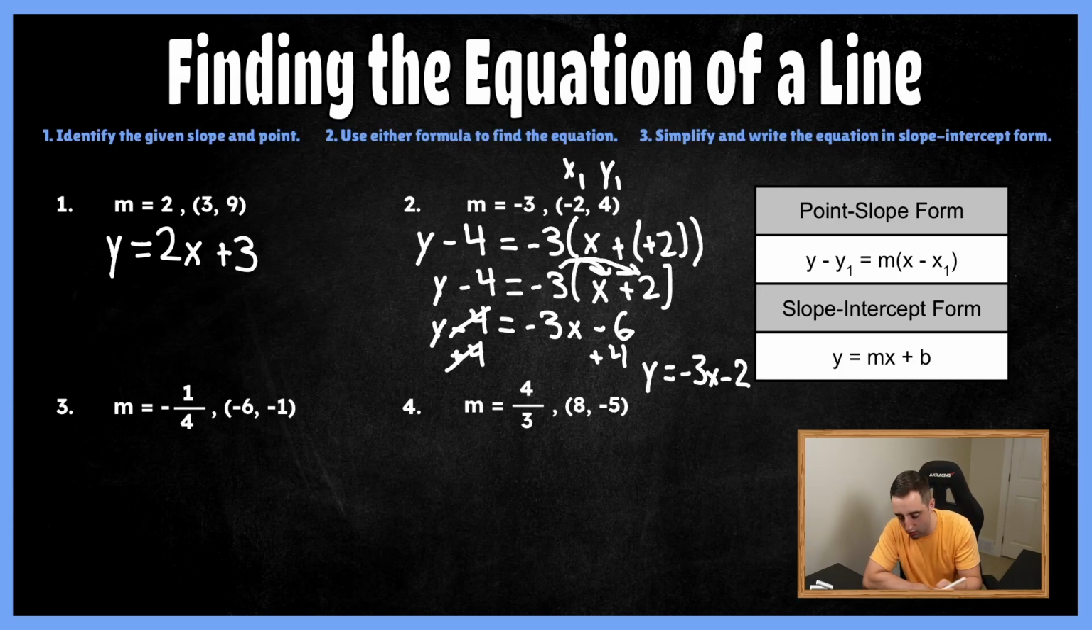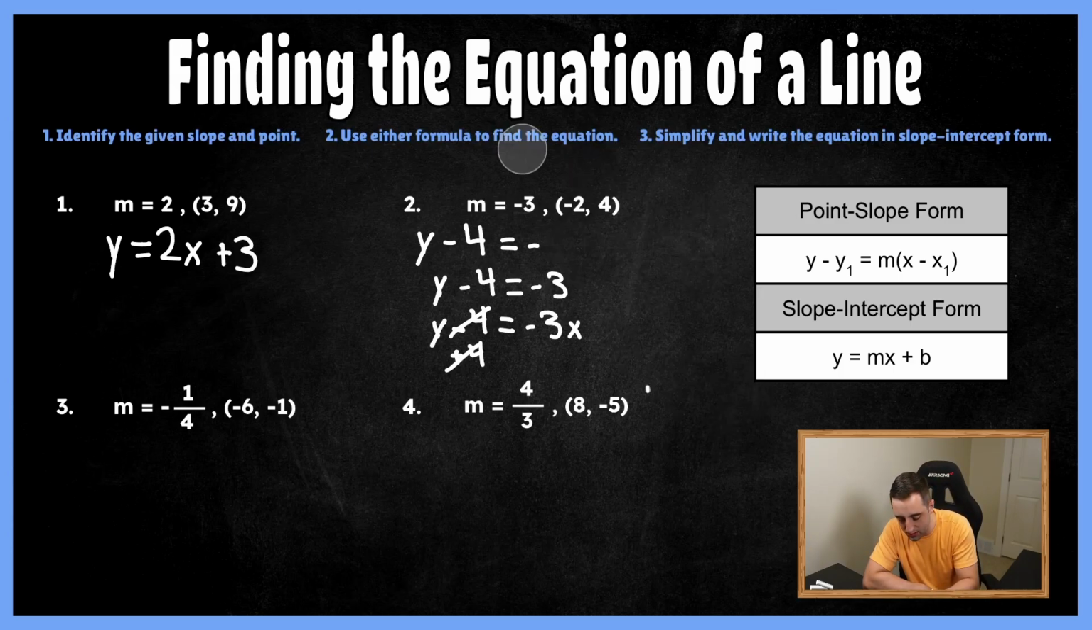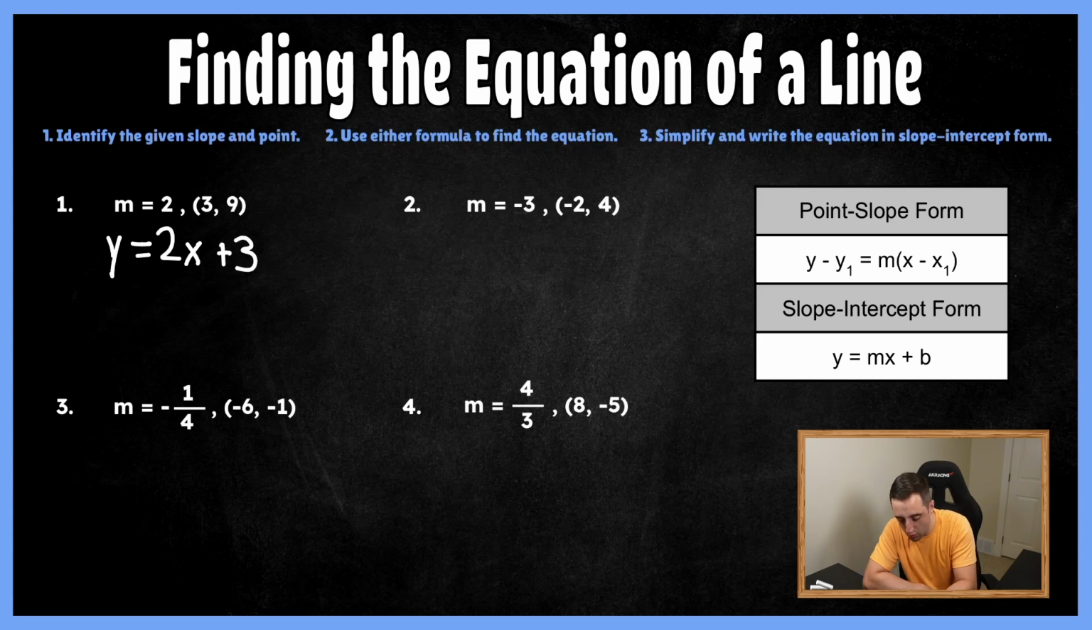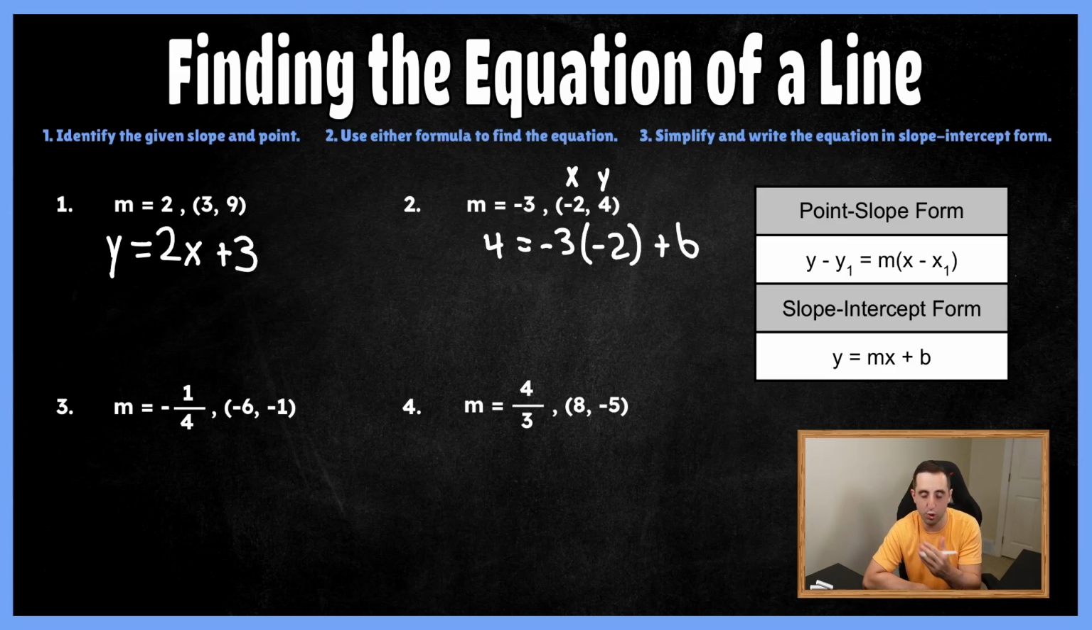So let's make sure that we still get the same thing back using slope-intercept form. So we'll label this x and label this y. Let's plug in our values into slope-intercept form. So y is 4 equals m, which is negative 3. Make sure that x goes in parentheses, and then we have to tack on that plus b because we have to solve for our y-intercept first and then plug it back in.